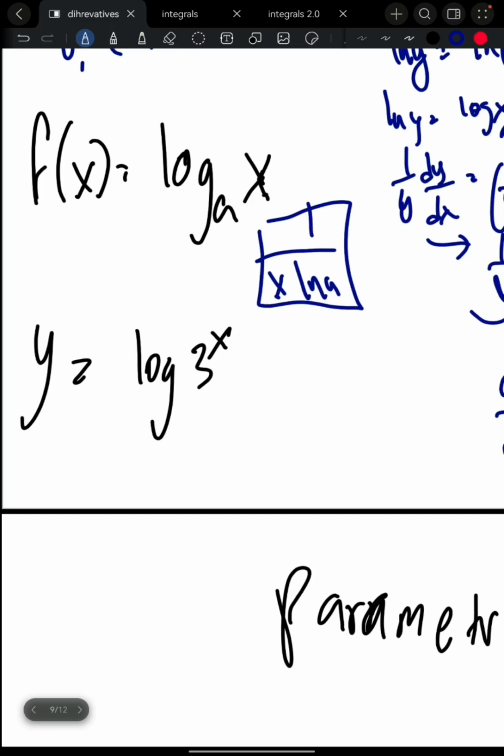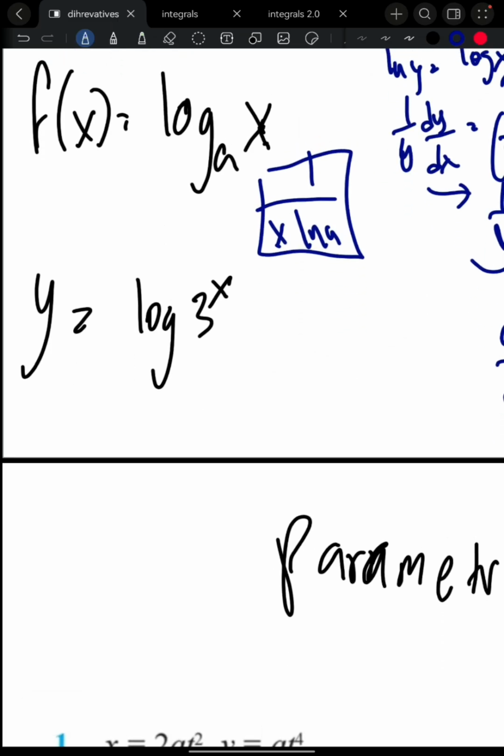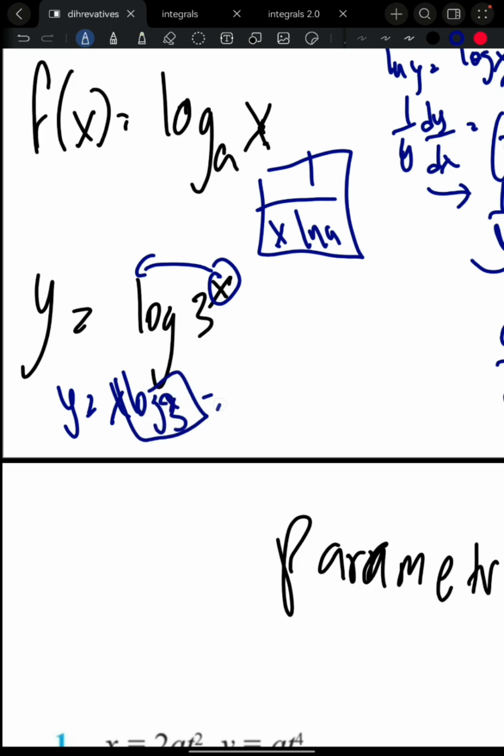Okay, this is a trick question, right? How do you find a derivative of this? The answer is you don't take ln of both sides, because that's useless, right? We know the power rule, or not the power rule, yeah, it is the power rule of logarithms. You just bring down the power, so you get y is equal to x log 3. Log 3 is a constant, so dy by dx is just log 3. Yeah.